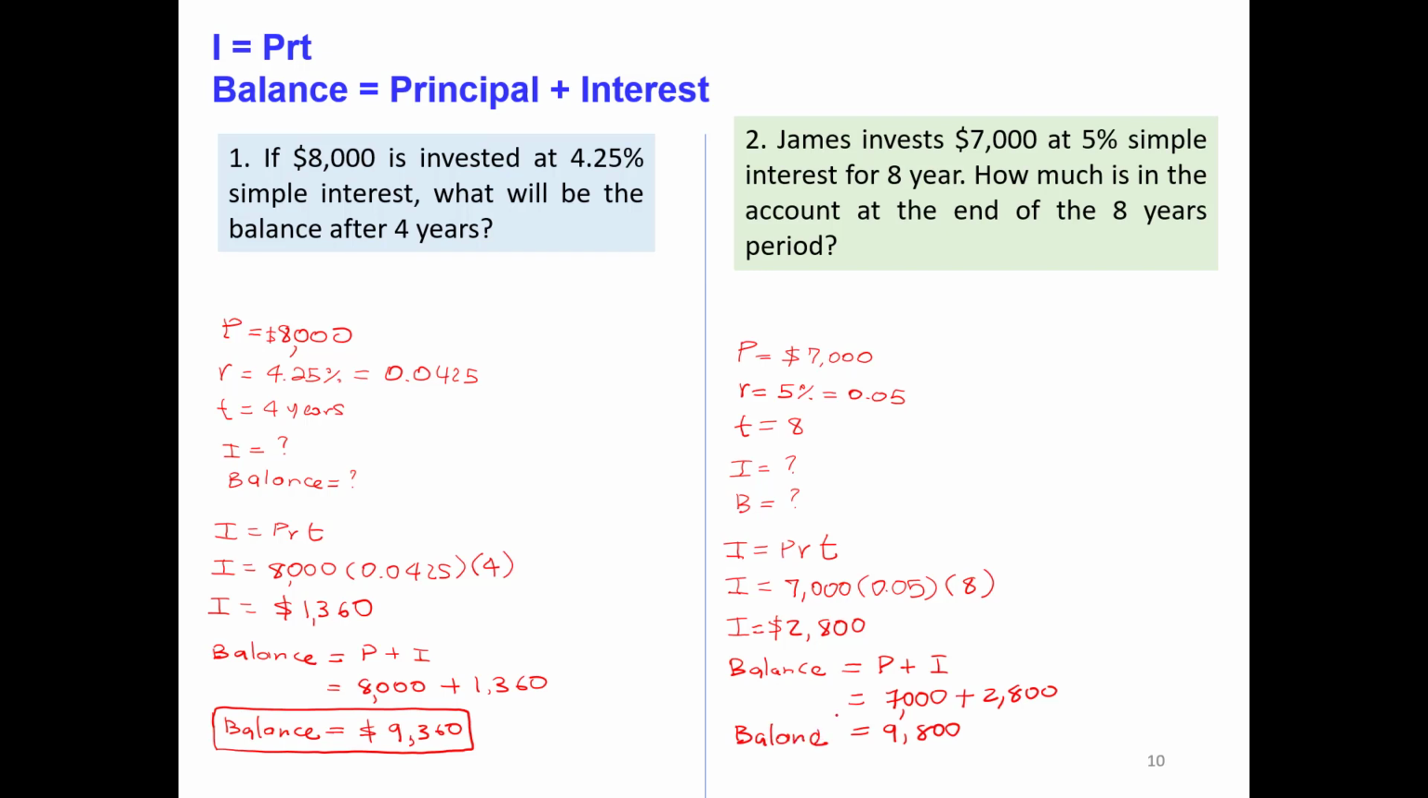So $9,800. At the end of 8 years, the balance will be 9,800. This is all I had to discuss for today.